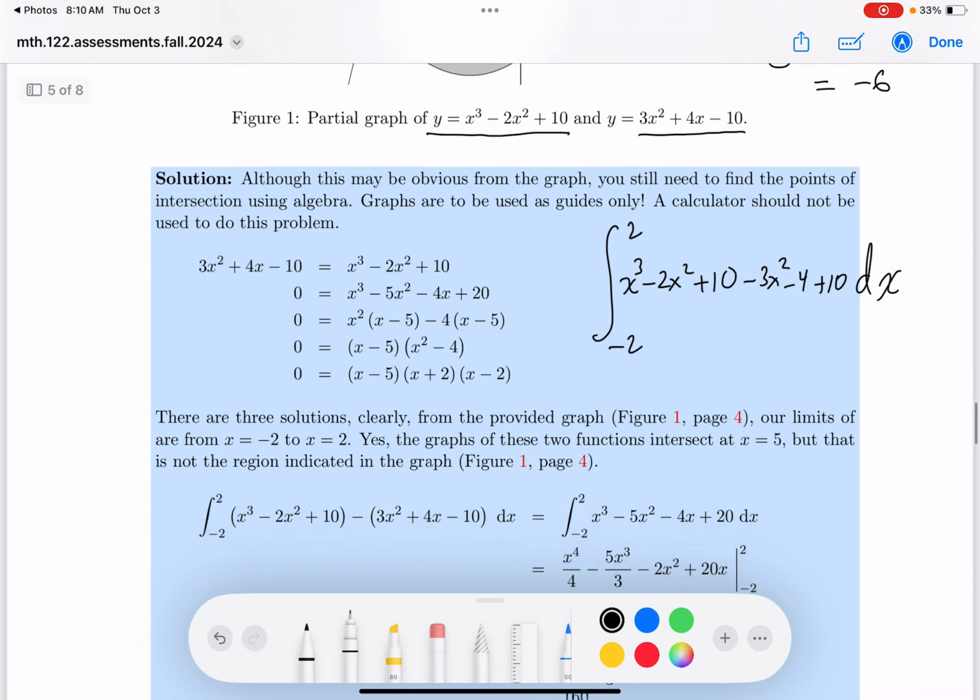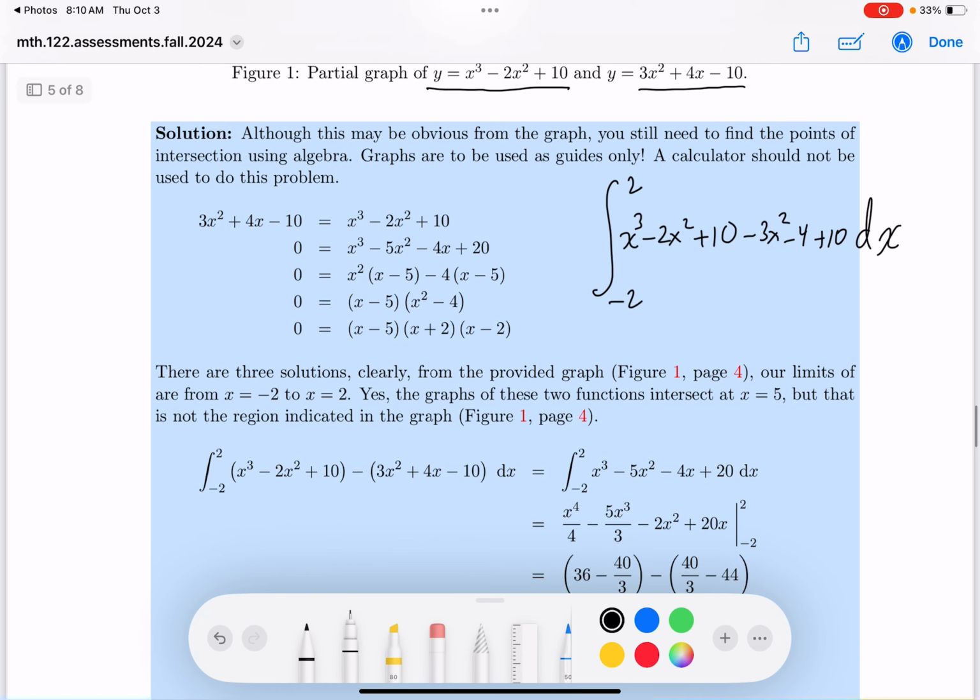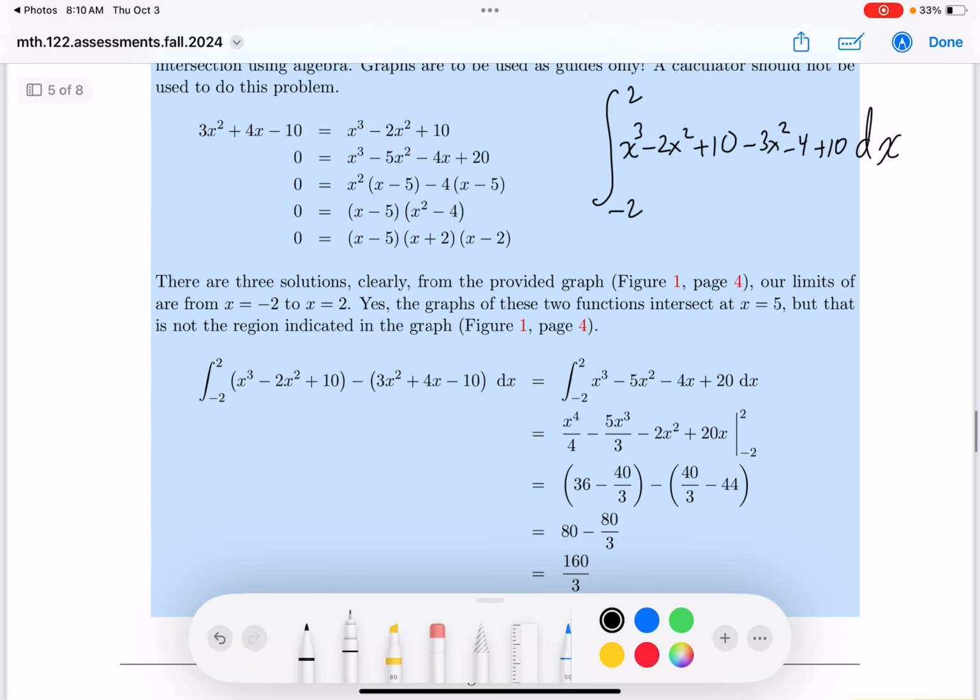All right? Now, someone says, is that enough to do? I guess it's enough to do, but what I've got to do now is figure out what the integral looks like, and it doesn't look that bad to me. So I'll write this as minus 2 to 2. I do see x cubed. Minus 2x squared minus 3x squared is minus 5x squared.